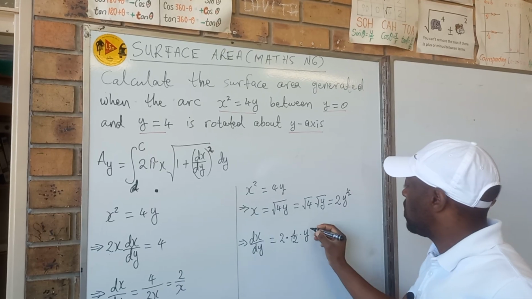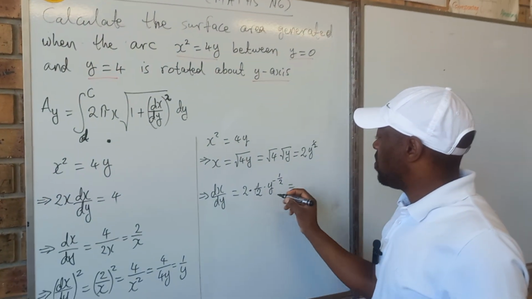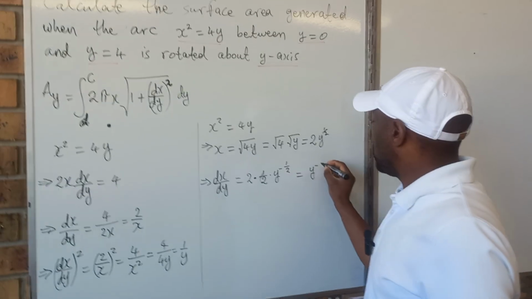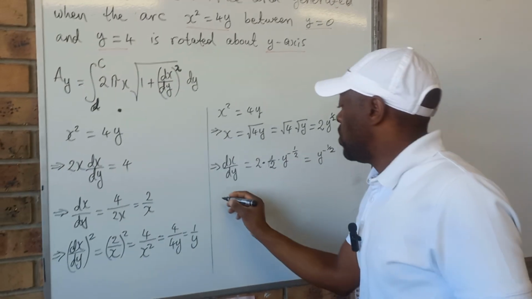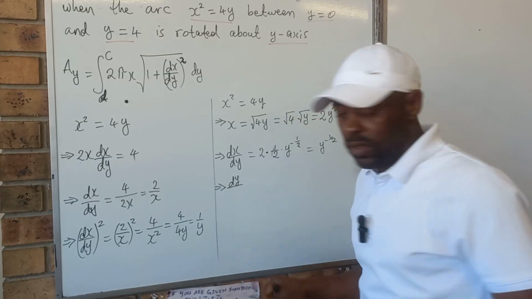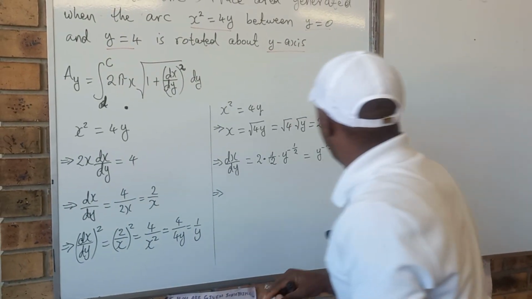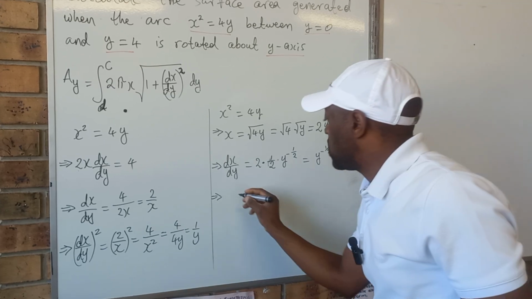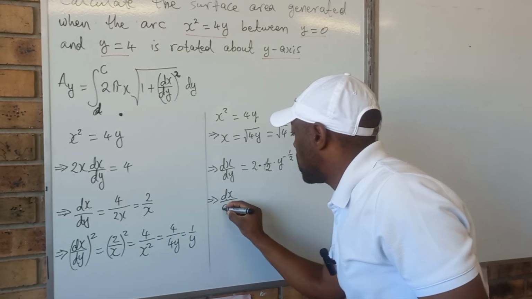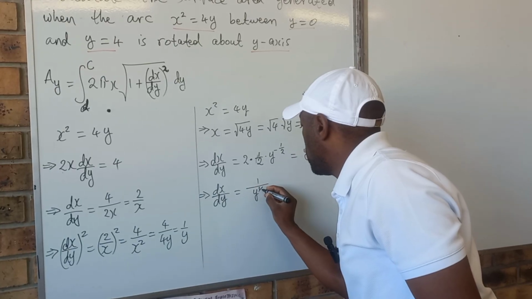Then I subtract 1 from the power, so that will give me negative a half. And this becomes y to the power negative a half. And we know very well from our N4 that when you are done with differentiation, sorry, I'm now putting dy over dx. When we're done with differentiation, we don't leave answers with negative exponent. So if I make the exponent positive, this is 1 on y to the power half.